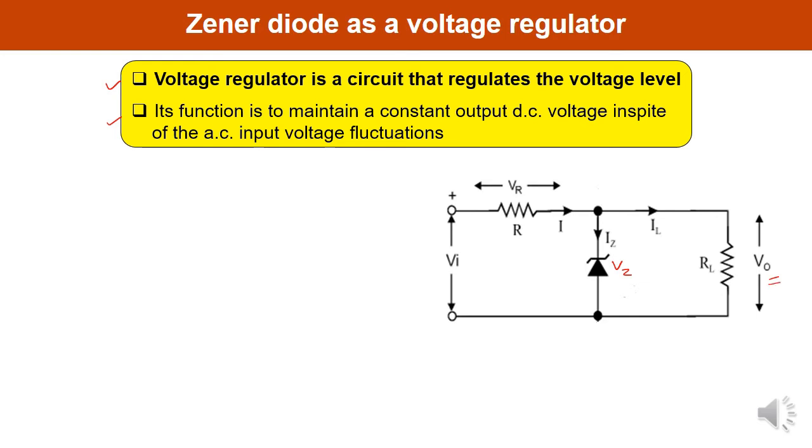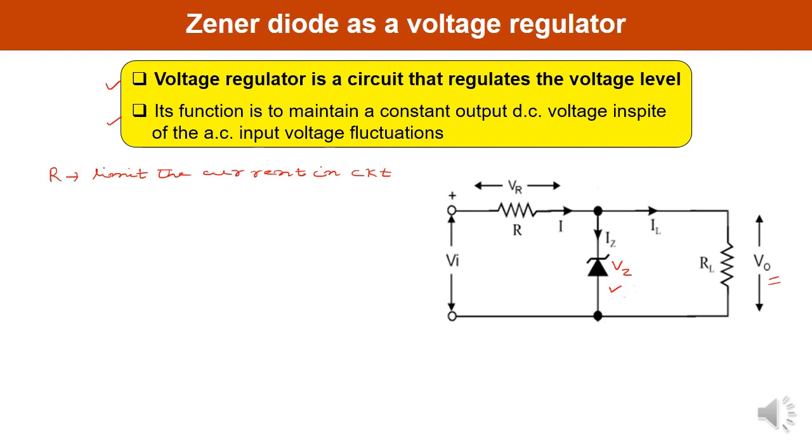So here you can see this is actually known as a voltage regulator or a shunt regulator, because here the Zener diode is connected in parallel with the shunt or load. The resistance R is used to limit the current in the circuit, and the regulated output voltage is obtained across a load resistor. The load resistor is shown as RL.